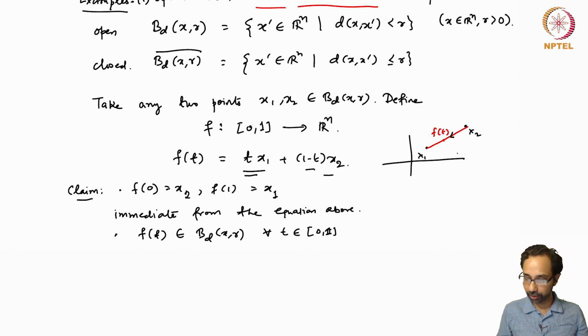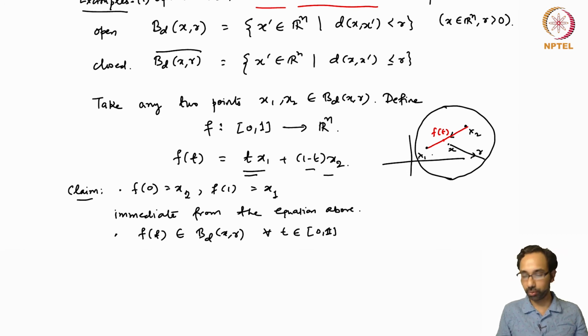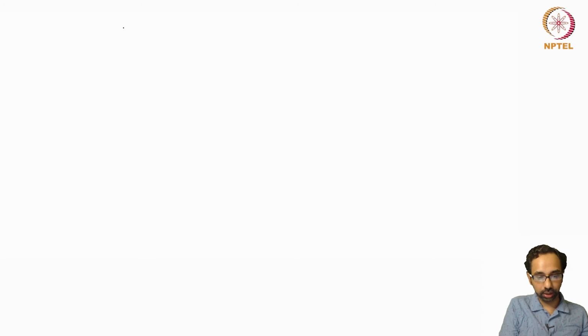So here, if x1 and x2 are two points in, say, some circle that contains both of these with center x and radius r, then I'm claiming that the line joining these two points lies within this open Euclidean ball. Let's see a quick proof of this fact. What we will do is compute d(f(t), x), and we will show that this is less than r for all t in [0, 1].